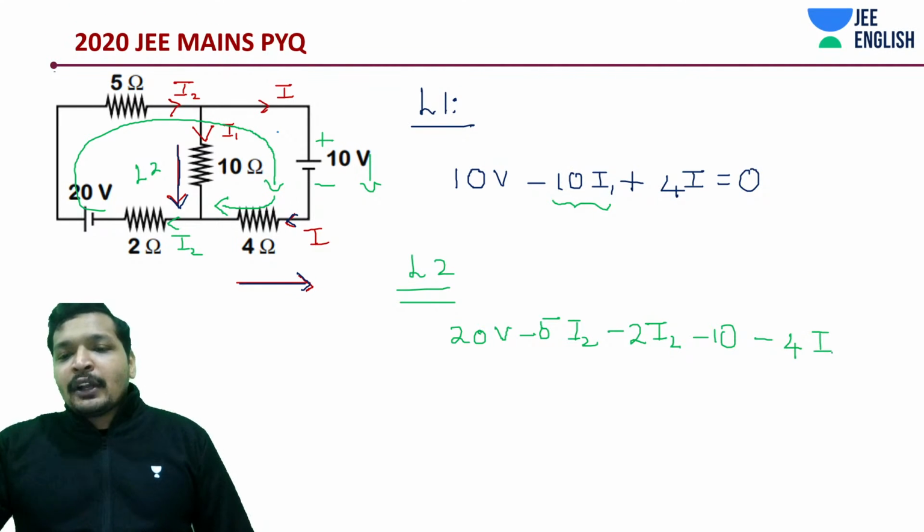This is going to be minus 4i, because we are moving in this direction, and then you are moving in the direction of 2 ohms and I2 current. Here it was I current, that's why I wrote it as minus 4i. And that 2i2 is already written.